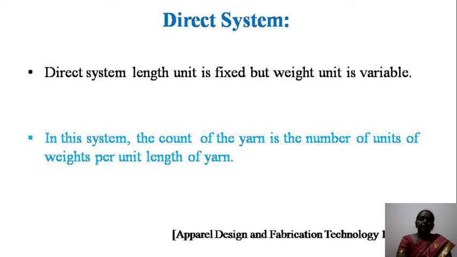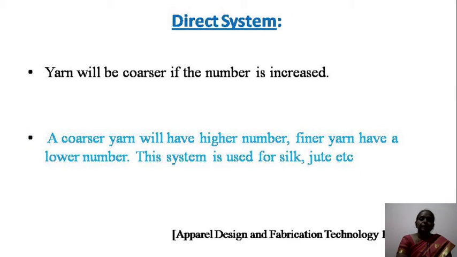Direct system: the length unit is fixed but the weight unit is variable. In the direct system of finding the yarn count, the length of the yarn is fixed but the weight unit will be variable. So it is mass per unit length. The count of the yarn is the number of units of weight per unit length of the yarn.